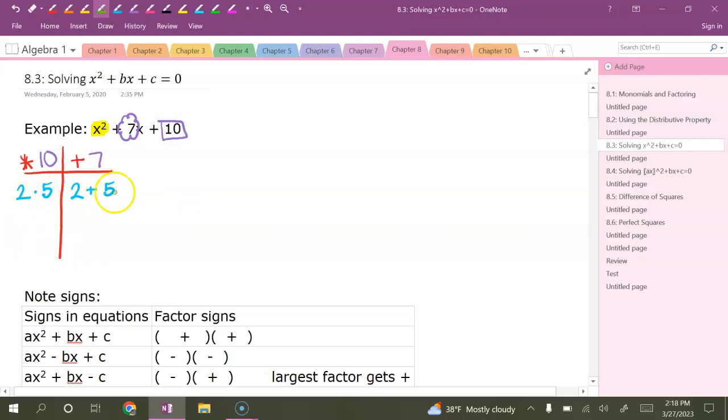Once you find these numbers, and sometimes I like to call them the magic numbers because they basically work the magic here, they multiply and they add to those two different numbers. Then what you're going to do is draw out 2 sets of parentheses. You're going to take that x squared and split it, so you're going to put an x in both sets of the parentheses. And then you're going to take these two numbers, the 2 and the 5, and put those in the parentheses as well. Since both of these numbers were positive, I'm going to put plus signs in the middle. So this is going to factor to x plus 2 and then x plus 5. And this is going to be your final answer.